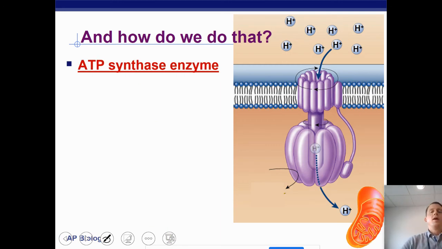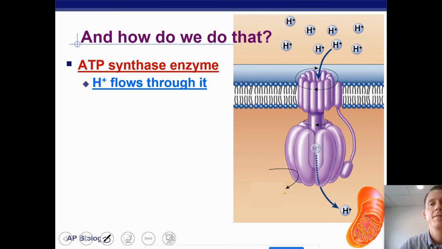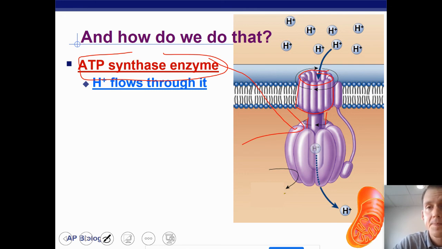Okay, so as we wind down here, how do we make ATP? Well, basically, I'm going to kind of spoil the ending of cell respiration. Basically, what happens is that we have this enzyme called the ATP synthase enzyme. That's what this big, weird looking purple thing is. The ATP synthase enzyme has a little opening that goes through it and allows hydrogen ions to go through. And when those hydrogen ions go through, they turn this little part like a rotor.